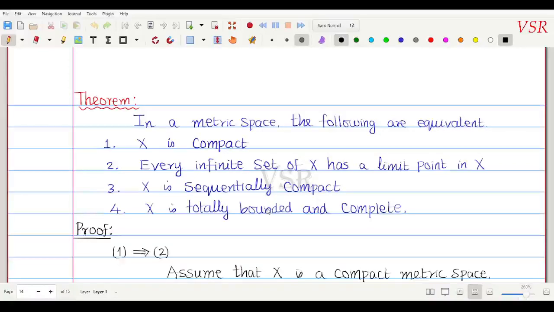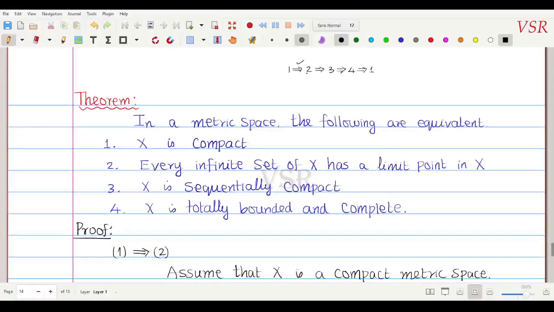We are going to prove it in this way: 1 implies 2, 2 implies 3, 3 implies 4 and 4 implies 1. This is my idea. Last class we discussed 1 implies 2, that is, X is compact implies every infinite set of capital X has a limit point in capital X.